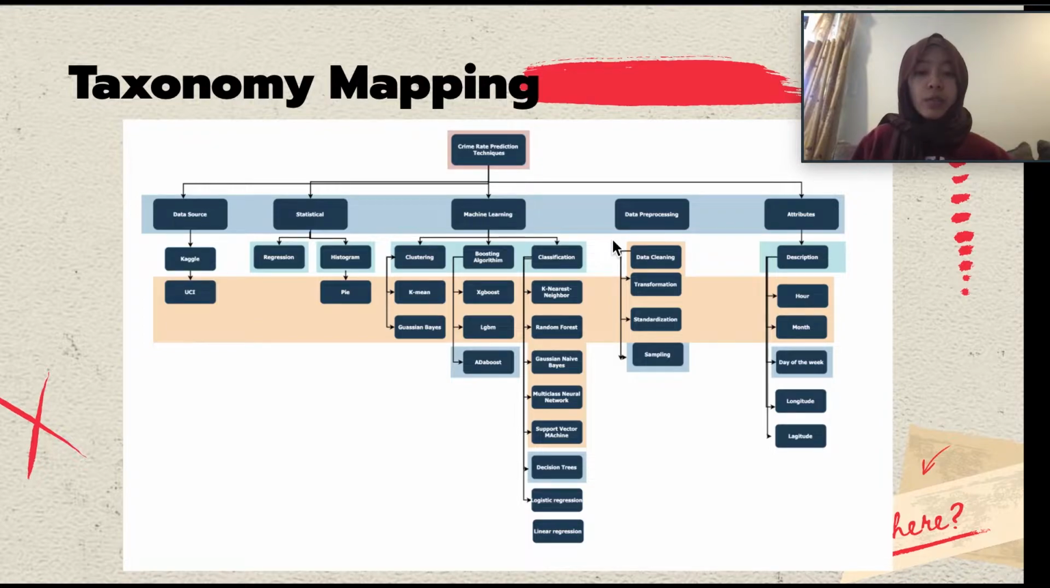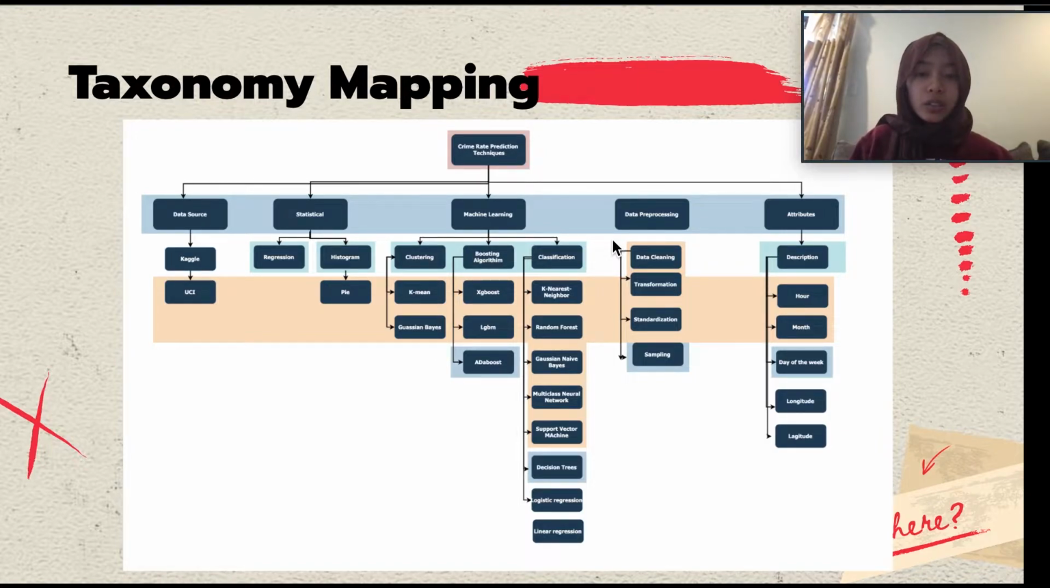We have focused on 4 research papers in more detail and have identified the main data sources offering datasets were Kaggle and UCI. The next category is statistical, in which the models that were discovered in the research papers were regression, histogram, and pie chart. On to the next category, which is machine learning.